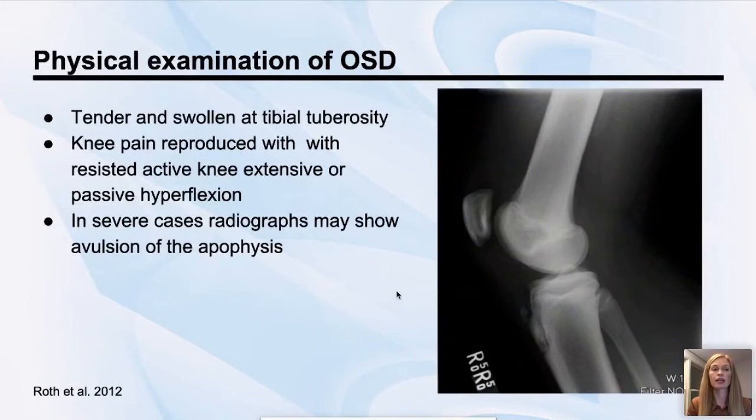On physical examination of OSD, they'll be tender and swollen at the tibial tuberosity, with knee pain reproduced with resisted active knee extension or passive hyperflexion. And in severe cases, radiographs may show that avulsion of the apophysis that we talked about earlier. This radiograph shows a prominent and fragmented anterior tibial tubercle with adjacent soft tissue swelling.